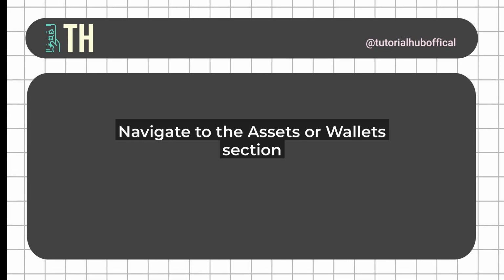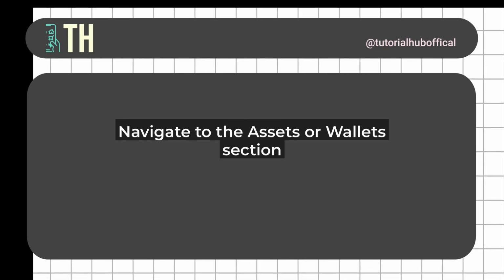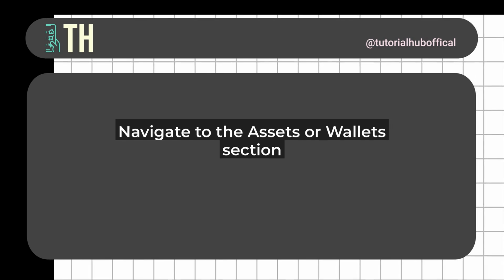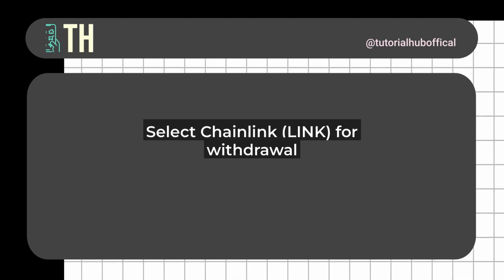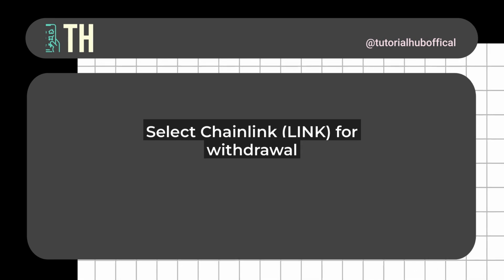First things first, make sure you have everything set up. You'll need a verified Kucoin account with some Chainlink tokens in it, and a Phantom wallet installed on your device. It's available for desktop or mobile. Also, double-check that your Phantom wallet is connected to the correct blockchain network, like Ethereum, since Chainlink operates on it.